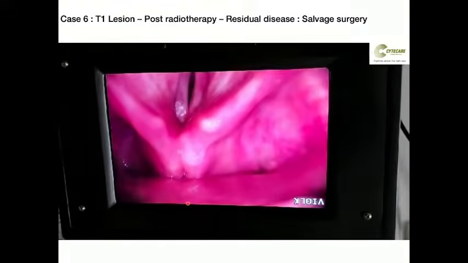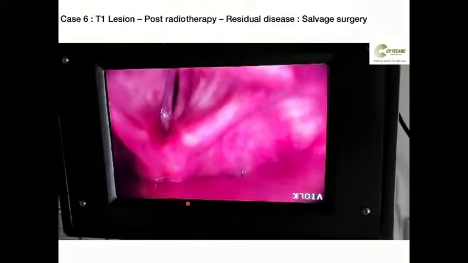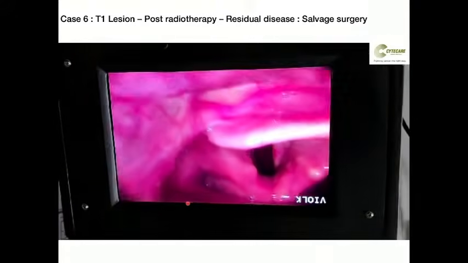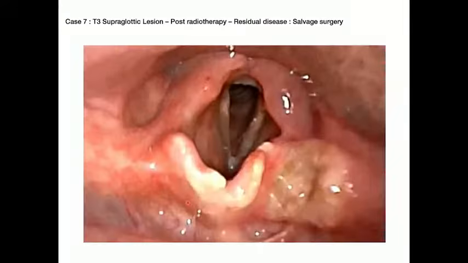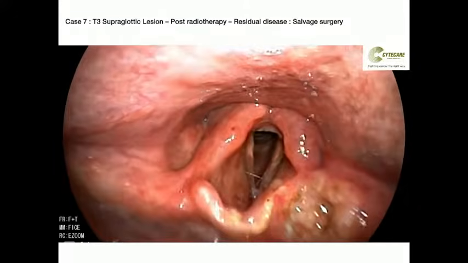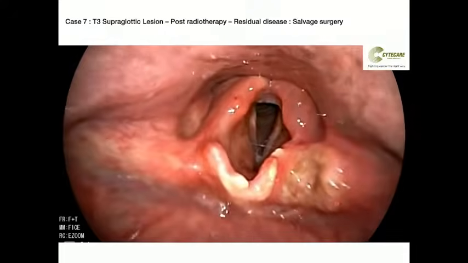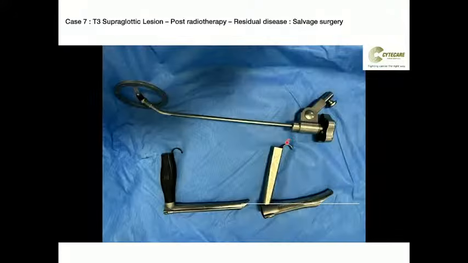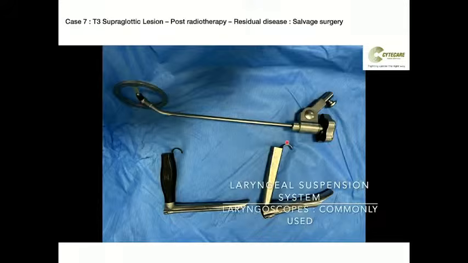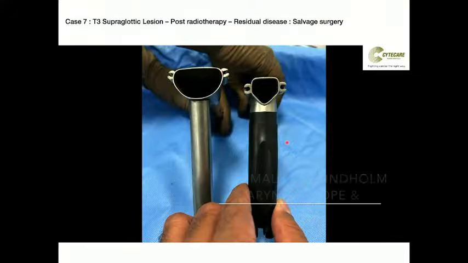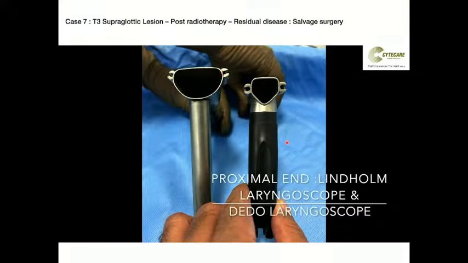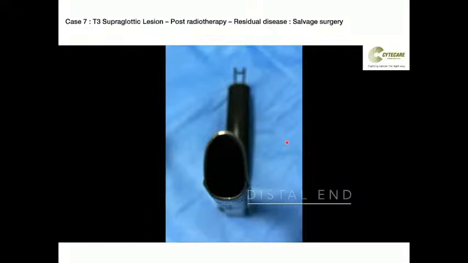So this is the granulation at 3 months' time. So that's normal. People get scared, thinking cancer has come back. But if it is persisting beyond 3 months, we would take them back for a second look and then excise and send it for histopathology. Most of the time, it's only granulation tissue. So this is the patient from Ahmedabad, right? So salvage laser surgery for a vocal cord being done.